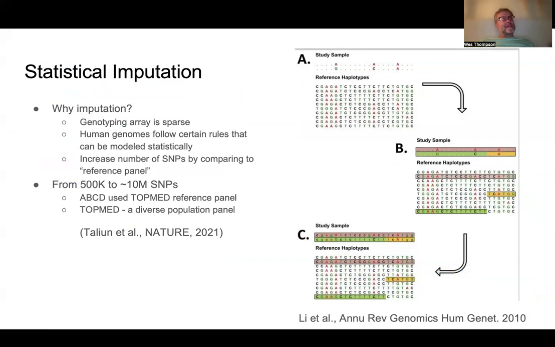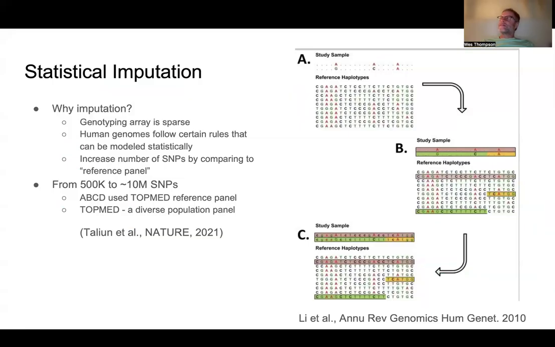So there's many more than 500,000 SNPs in the actual population. There's millions and millions of them. So it seems like by genotyping 500,000, we're ignoring a lot of information, because the genotyping array is sparse.